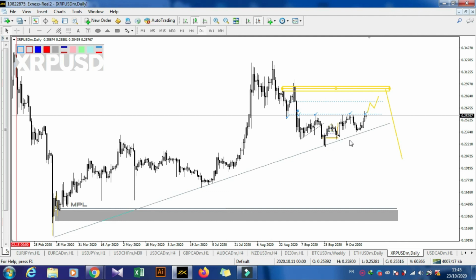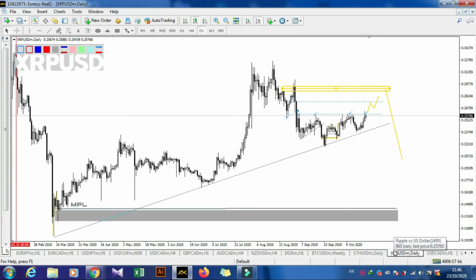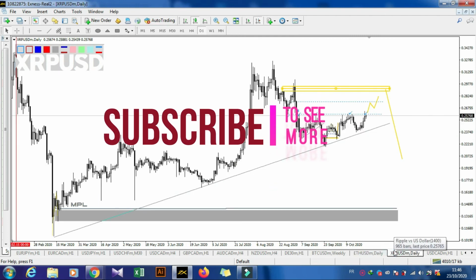So this is my forecast on the crypto. Three cryptos: we have Bitcoin, we have Ethereum, and we have Ripple, which has the same view.